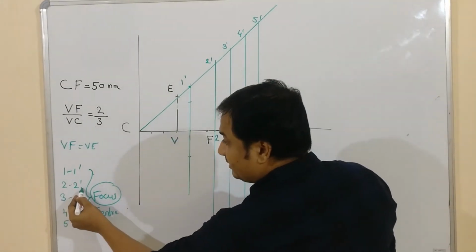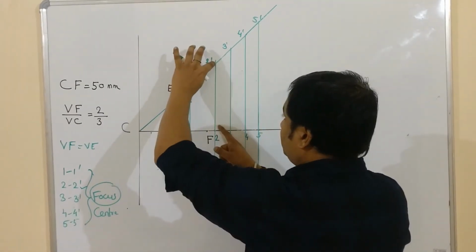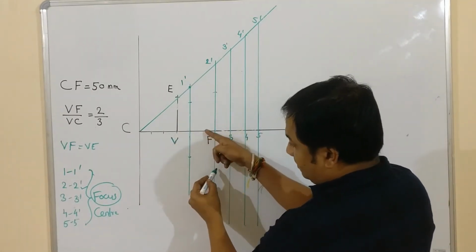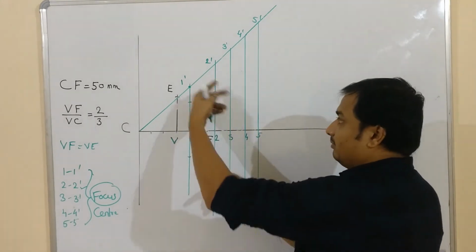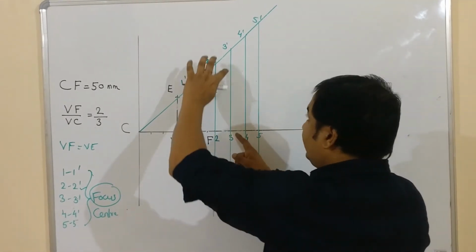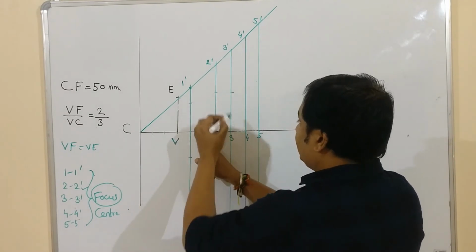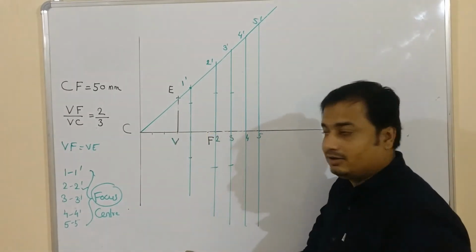Next we will be taking the radius 2 dash. Now the center will be the focus. Again we will be cutting the point above as well as below. Now the radius will be 3 dash. Again the center will be the focus. Again we will be cutting the arc.